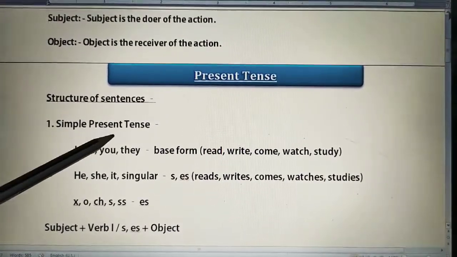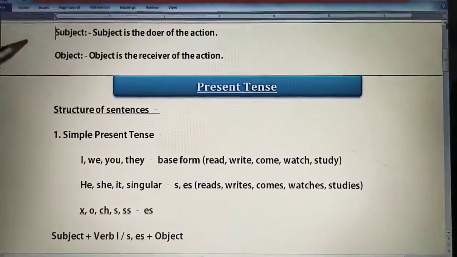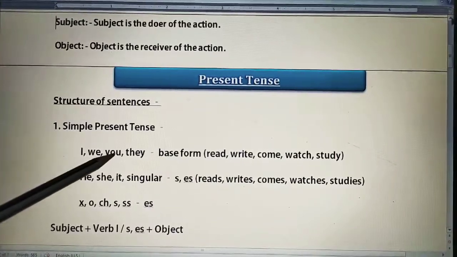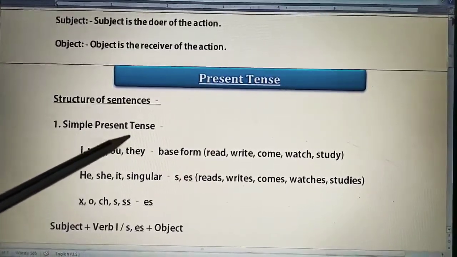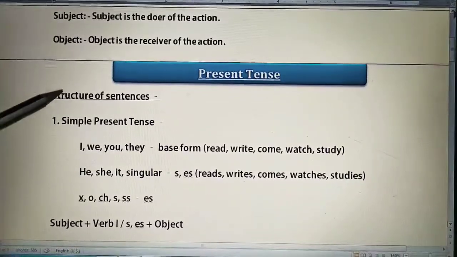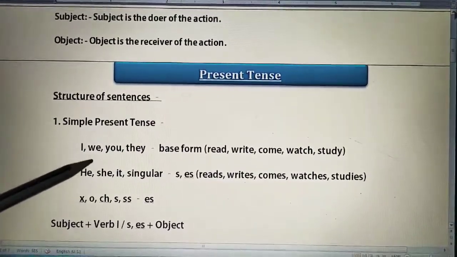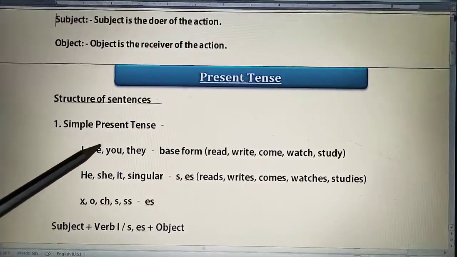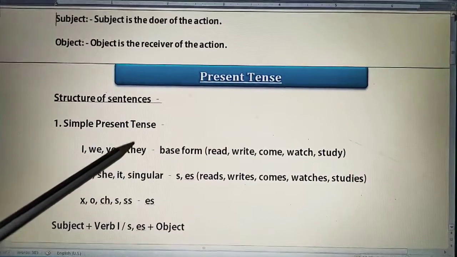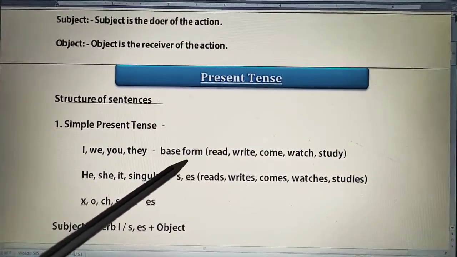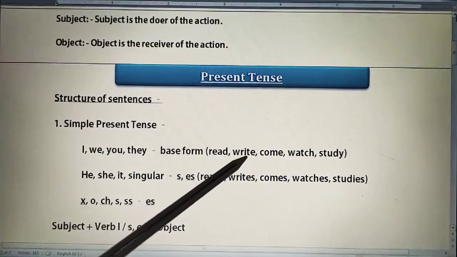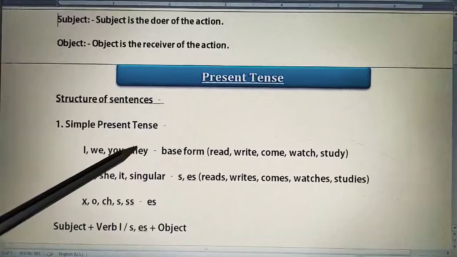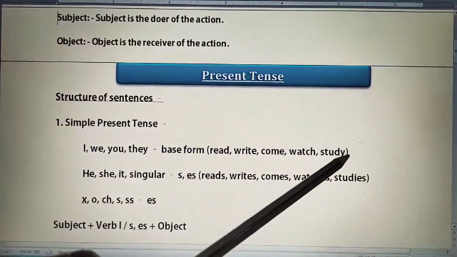Structure of sentences, simple present tense. As I have explained to you in that chart also, in simple present tense we are using verb first form, s and es. So here I will explain in detail where we will use s/es and where we will not use s/es. With the subjects I, we, you, they, we will use the base form. Examples: read, write, come, watch, study. With I, we, you, they, we will use these verbs.